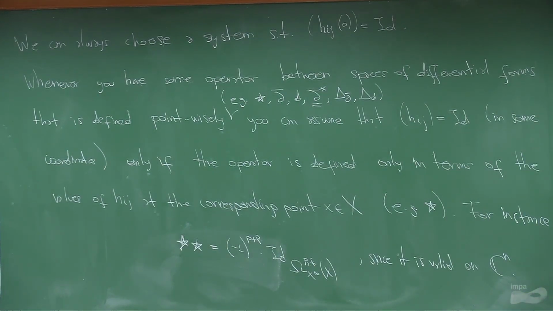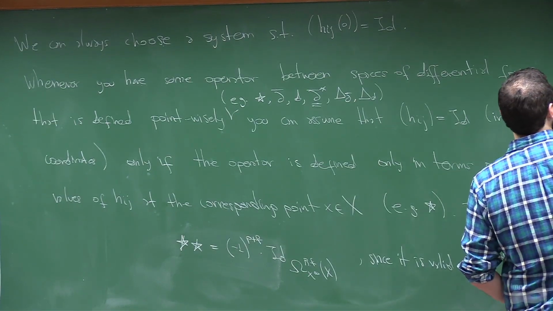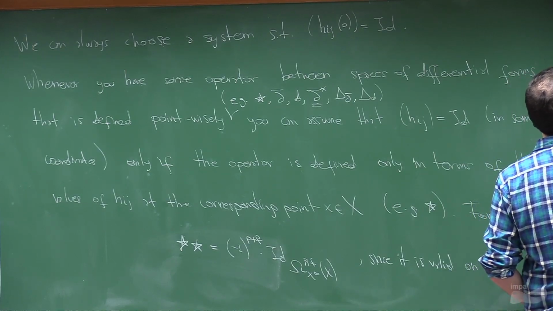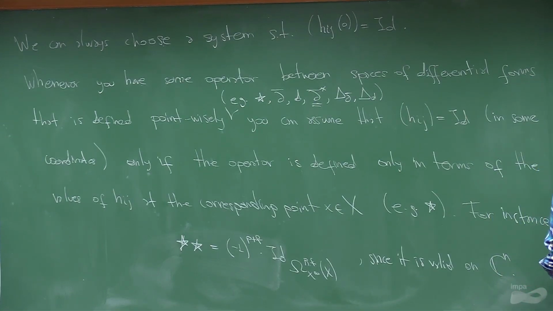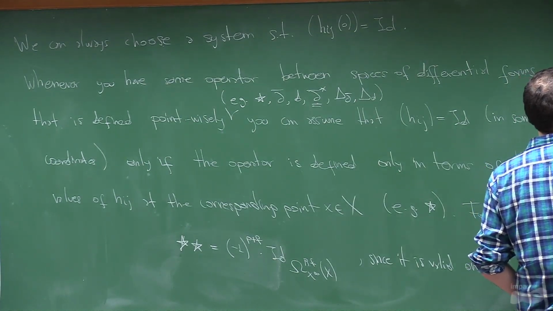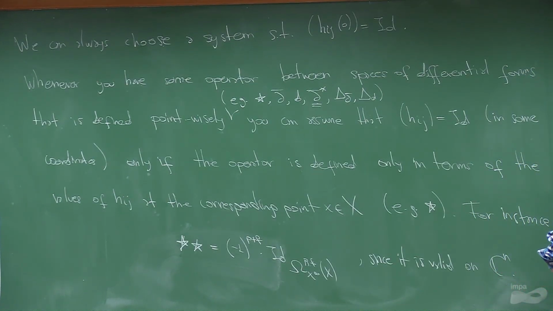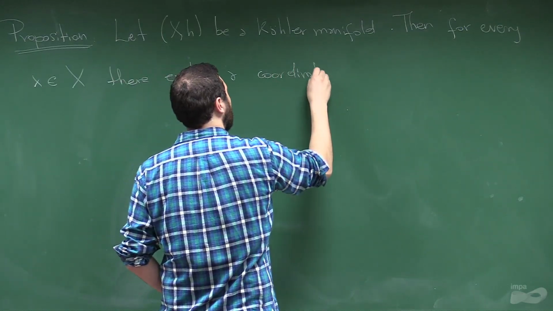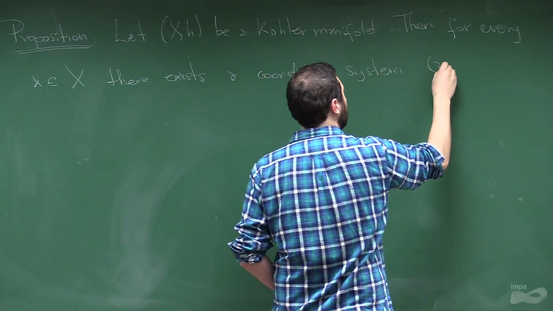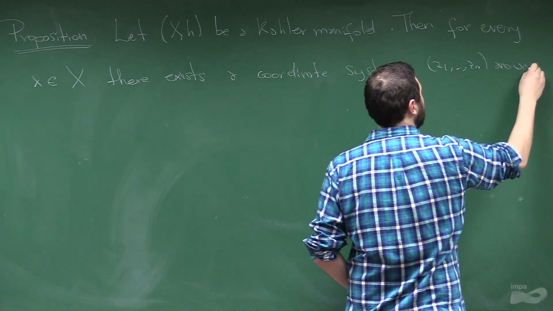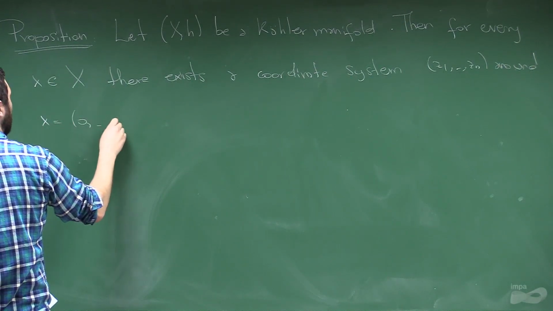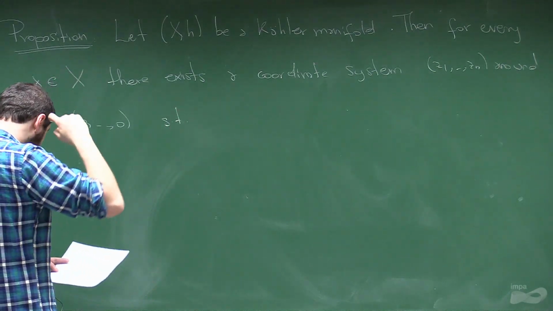So this I will prove. This is a proposition. Let H be a Kähler manifold. Okay. Then for every x in X, there exists a coordinate system around x such that the metric, you can write it in this way.